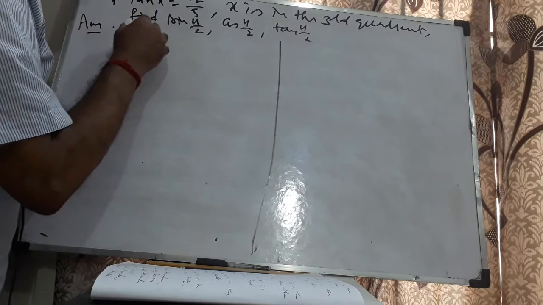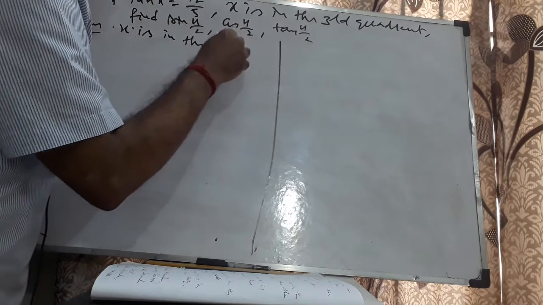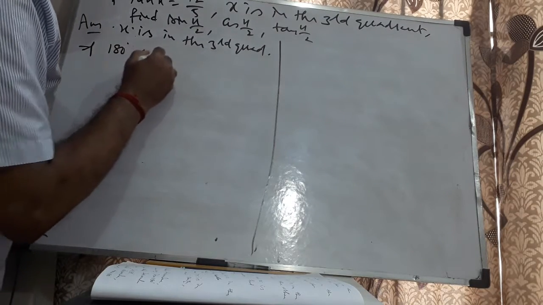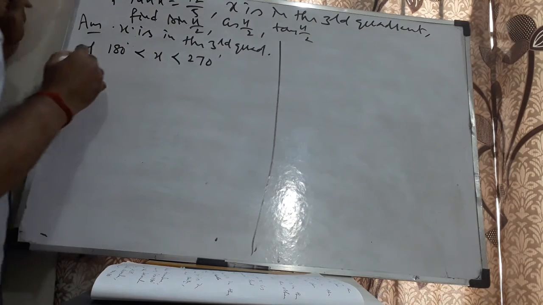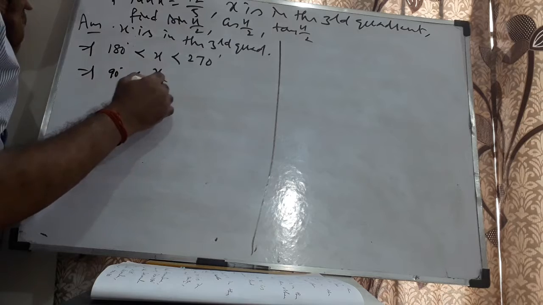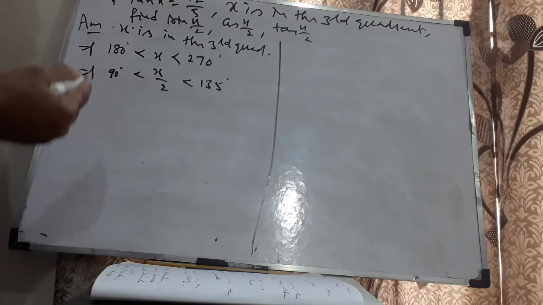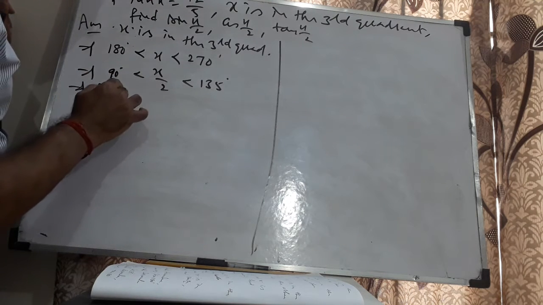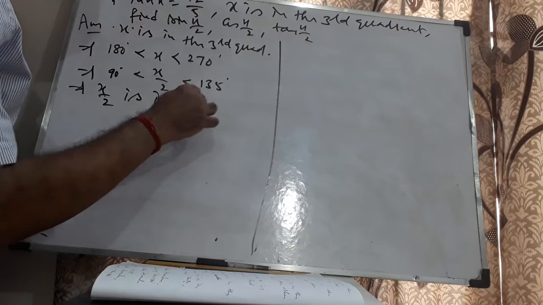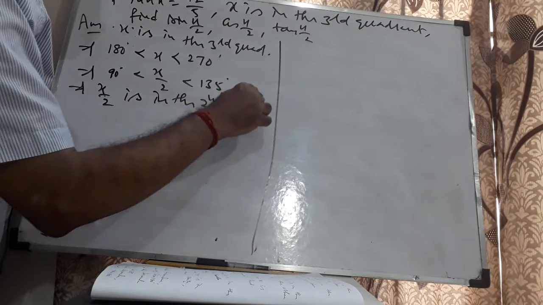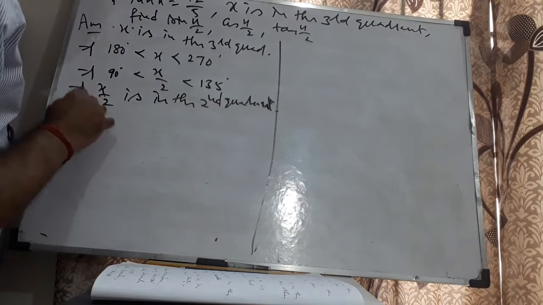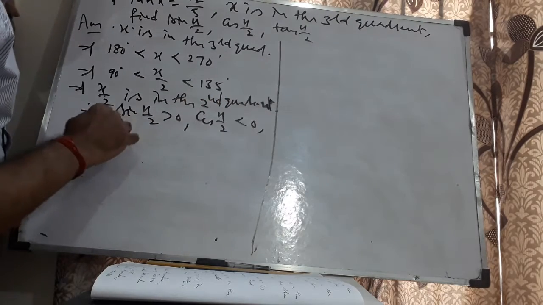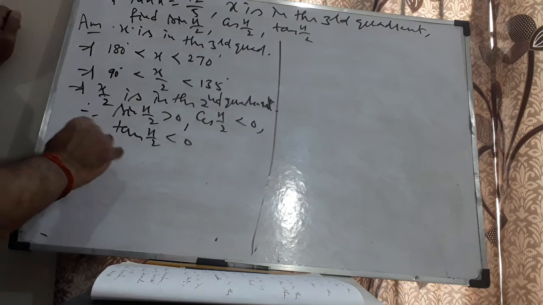Answer: x is in the third quadrant, which implies 180 degrees less than x less than 270 degrees. That's the meaning. So 90 degrees less than x by 2 less than 135 degrees, which is the first half of your second quadrant. This implies x by 2 is in the second quadrant. Therefore, sin x by 2 is positive, cos x by 2 is negative, tan x by 2 is negative.